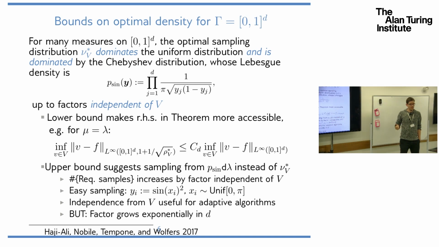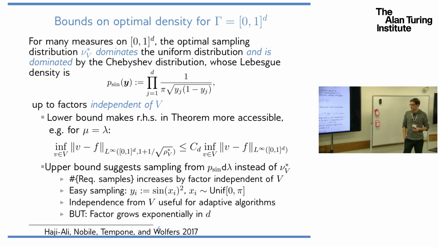If you see the upper bound, you might think that you can just use the Chebyshev distribution to generate your samples instead of the optimal distribution, because it dominates the optimal distribution, and then it's pretty easy to show that actually you can do that, and the number of samples that you need to achieve the same accuracy only increases by a factor that is independent of the subspace V, so it's simply this domination factor here. But this factor does depend on the number of parameters, and this dependence is actually exponential. So this is really not a good idea in high dimensions. An advantage, though, of using this Chebyshev distribution is that it's super easy to sample from. You just need to generate uniform random variables, and then you transform them with a sine.